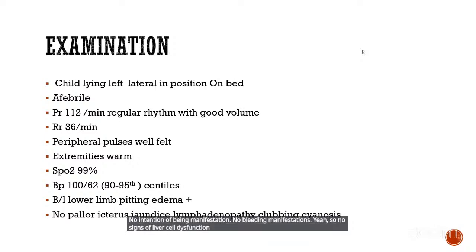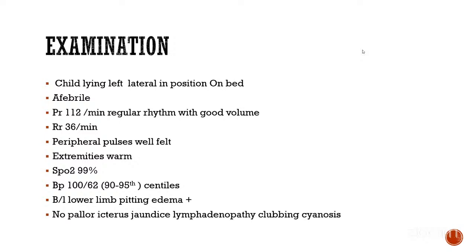What else? That is no icterus. Is non-sick. Very good. So growth is normal.